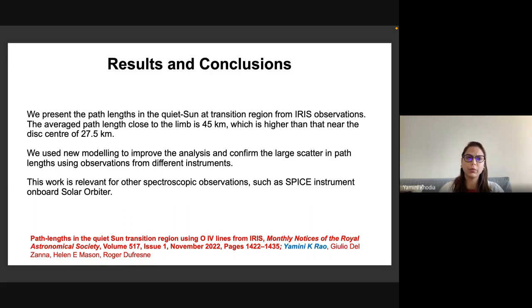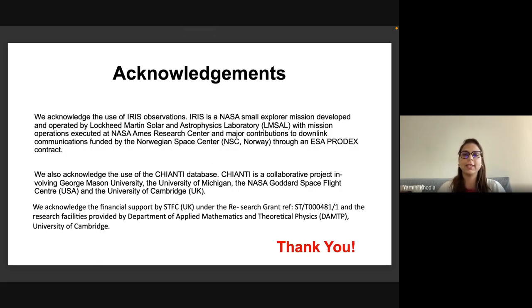Studies like these using new instruments with high spatial and temporal resolution would be used to improve the modeling. This is one of the works that has already been published in MNRAS, and I'm quite keen on using the SPICE observations for my future work to calculate these kinds of filling factors. So that's it. Thank you so much.